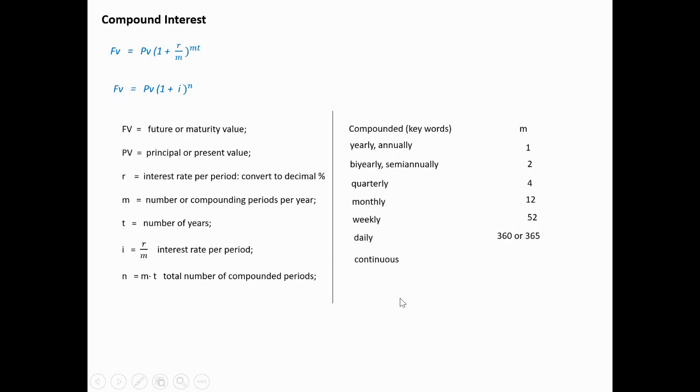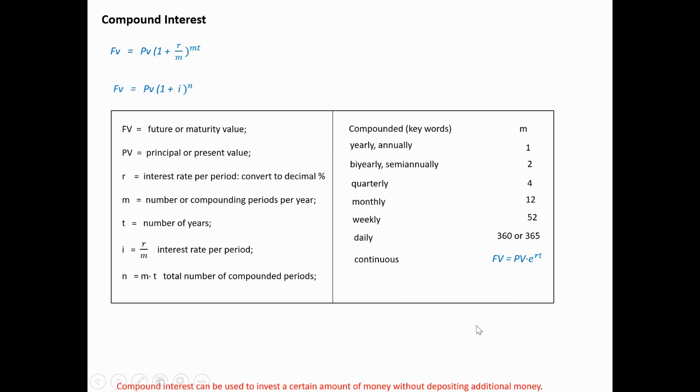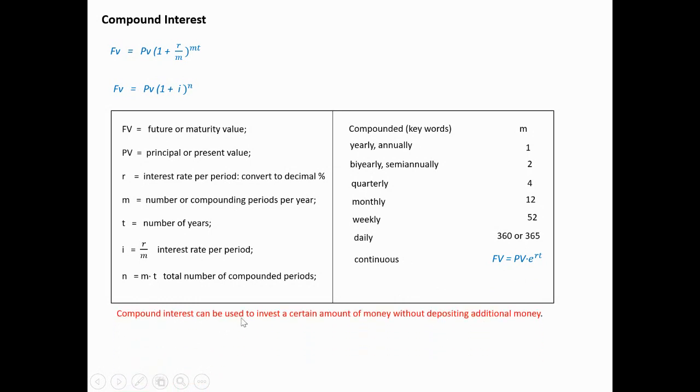And compounded continuously, without stop, is a different formula. It will be future value equals present value times e to the power of RT. Now, this is the use of compound interest. Compound interest can be used to invest a certain amount of money without depositing additional money.